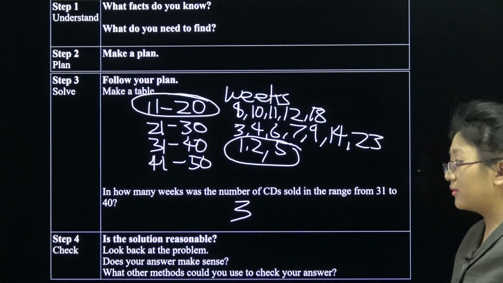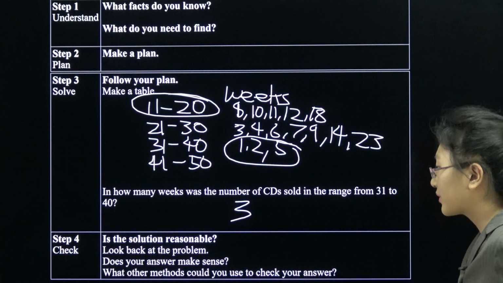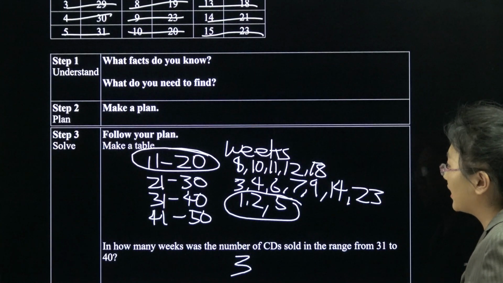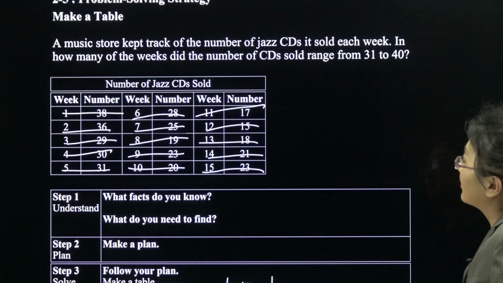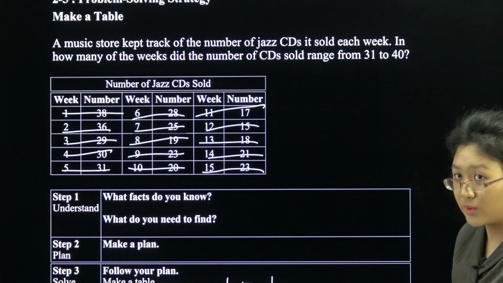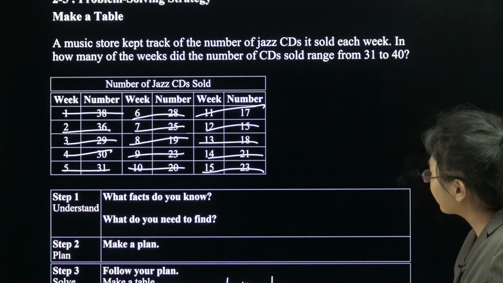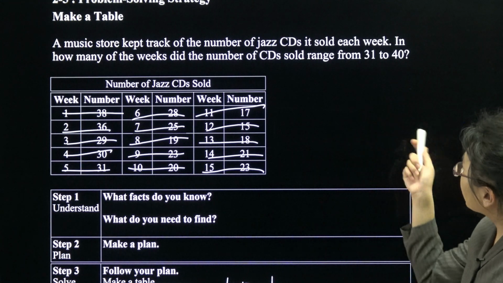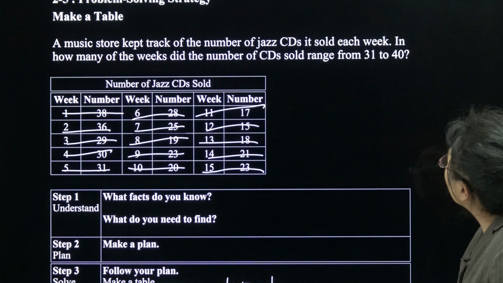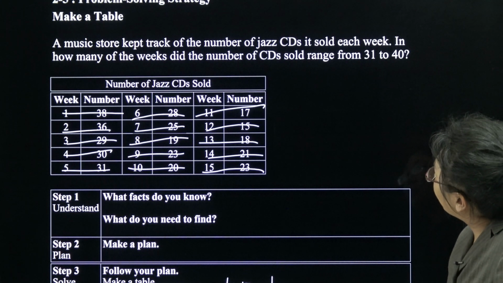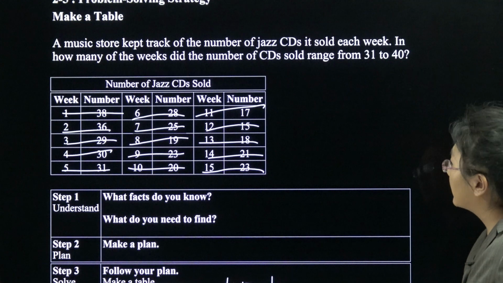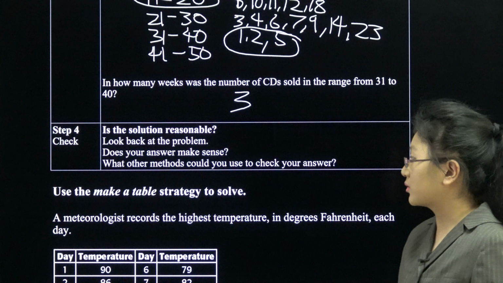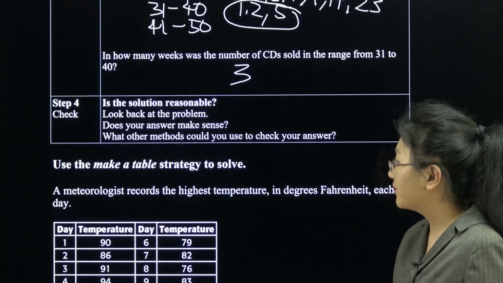Now, is the solution reasonable? It seems reasonable. Does our answer make sense? And what other methods could we use to check our answer? Well, we could redo the question. Does our answer make sense? And if it's reasonable, then it usually makes sense, guys. Reread the problem to make sure that we got our facts straight. A music store kept track of the number of jazz CDs it sold each week. In how many of the weeks did the number of CDs sold range from 31 to 40? Well, we got that right. So everything's, well, fine and dandy.